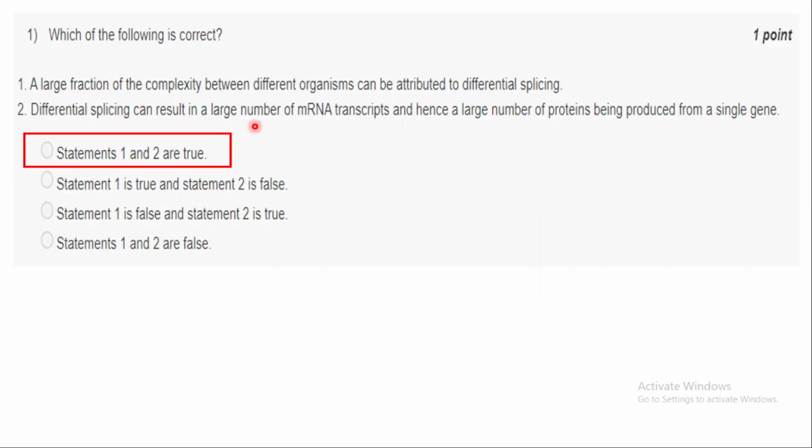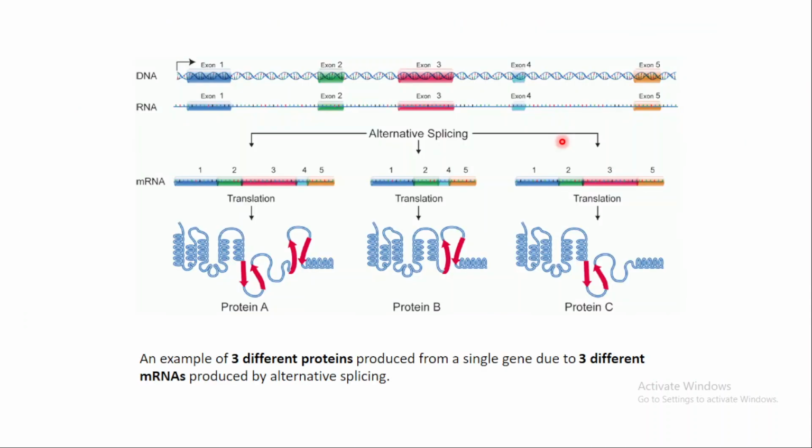Differential splicing can result in a large number of mRNA transcripts and hence a large number of proteins being produced from a single gene. So for this statement, here is a representative diagram which will ease up your explanation. In this DNA segment, we have our transcription start site here, and there are 5 exons here. Exon 1, 2, 3, 4 and 5 color coded. Blue is exon 1, green, red, cyan and orange.